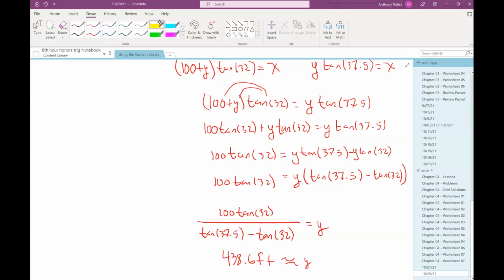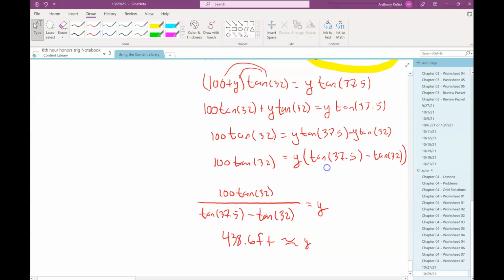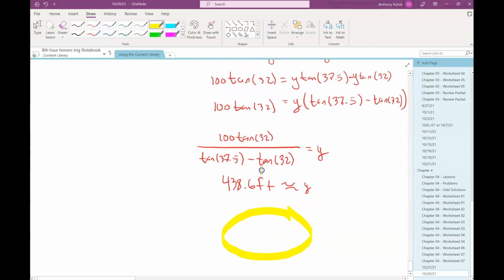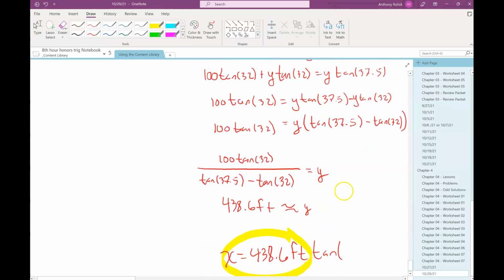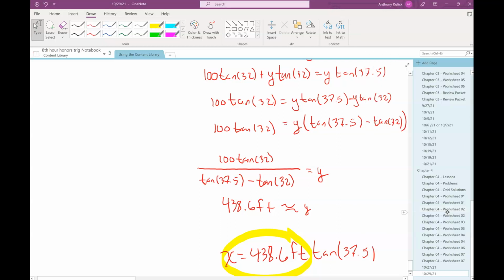But that's not what I want. We wanted to solve for x. So I'm just going to use this equation here to solve for x. So I know that x equals my y times tan 37.5. So we'll go back to my calculator, do answer times tangent 37.5. So 336.6 is about my height.